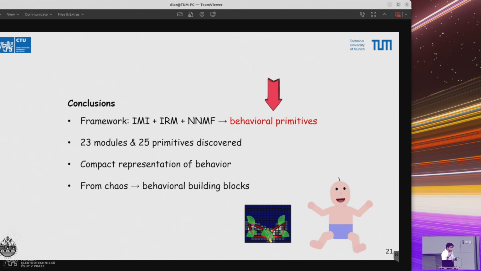So these 23 functional modules were able to represent and capture this information, which was also eventually distilled into these 25 behavioral primitives given by the non-negative matrix factorization. We could see that it was a rather compact representation that basically allowed us to explain what we were observing in the real system. So indeed, we can say that from chaos, we have some behavioral building blocks.